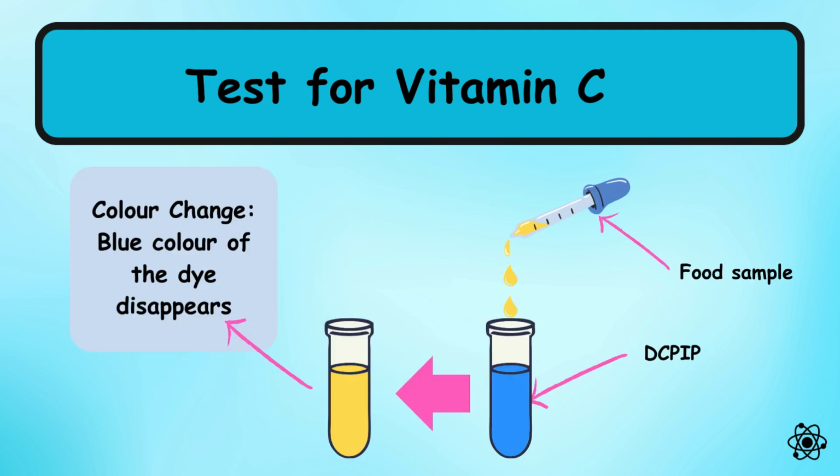This picture shows that when the blue DCPIP solution is mixed with the food sample, the blue color turns colorless and disappears. This confirms that the food sample contains vitamin C.